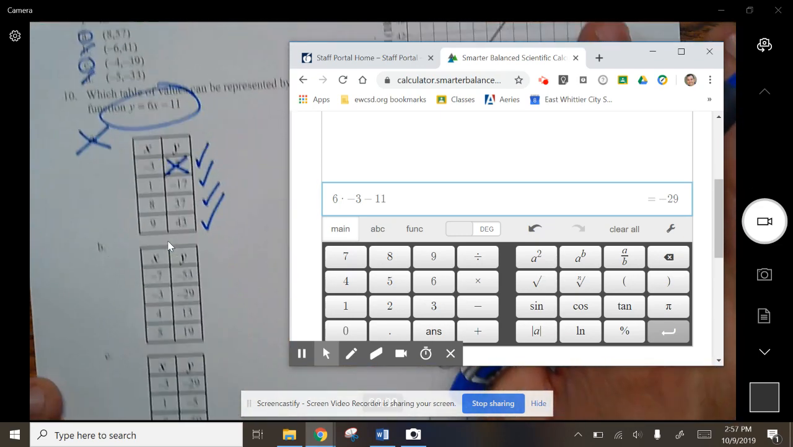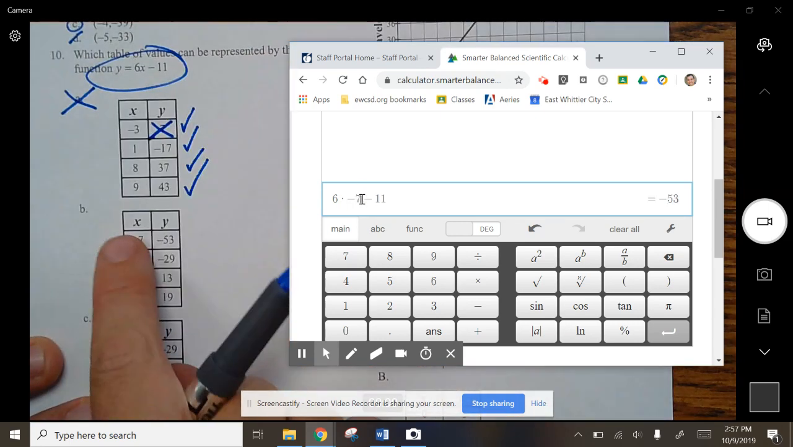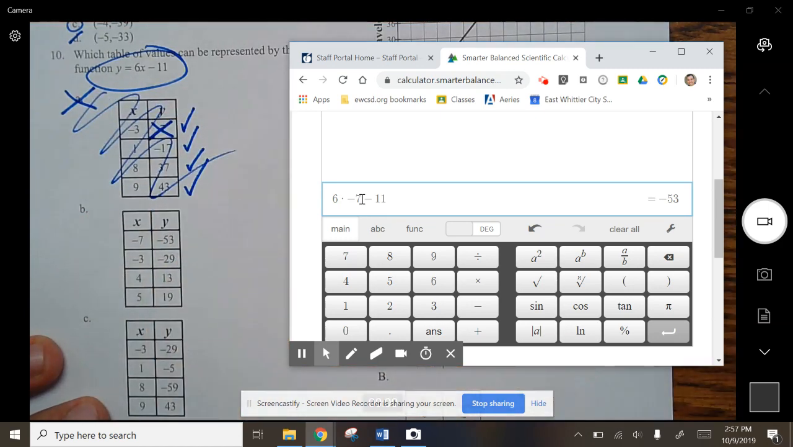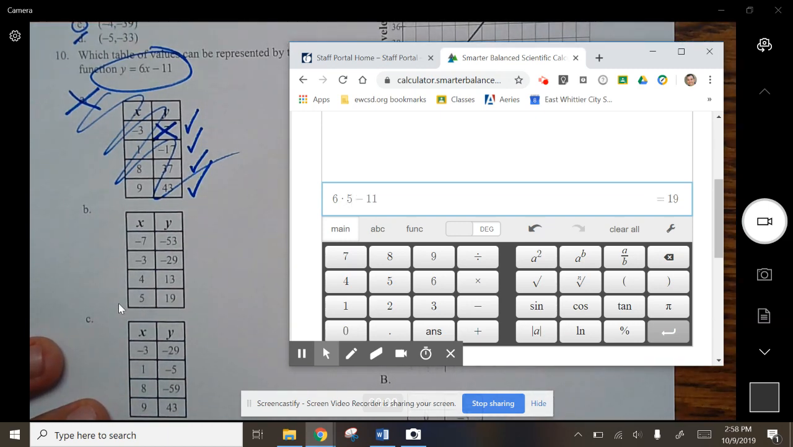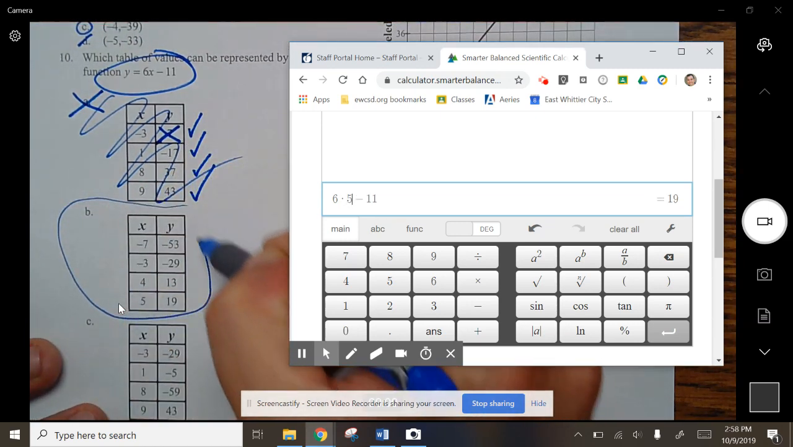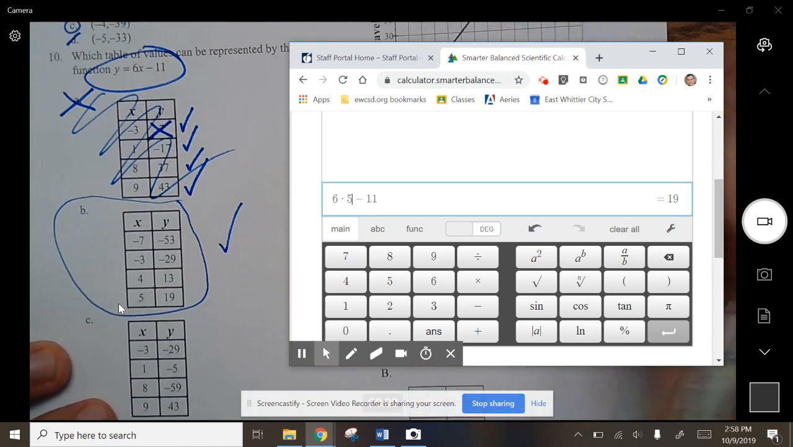So let me zoom out. Let's try the next one. I'm going to try the next one, negative 7. So now I'm trying this next table because I know this one doesn't work because the first point didn't work. I plug in negative 7, and I get negative 53. Okay, that works. Let's try now negative 3. I get negative 29. That's what we want. Okay, let's try 4. And it's 13. That's what we want, but it's not correct unless the whole thing works. Try 5, and I get 19. And guess what? Once you find one that works, you're done. That's your table. You're checked out. It's B. All right, we're going to go ahead and put this calculator away now.